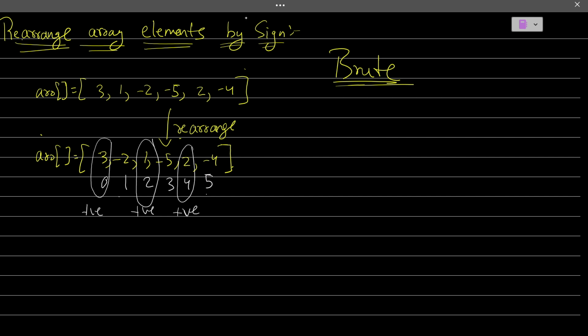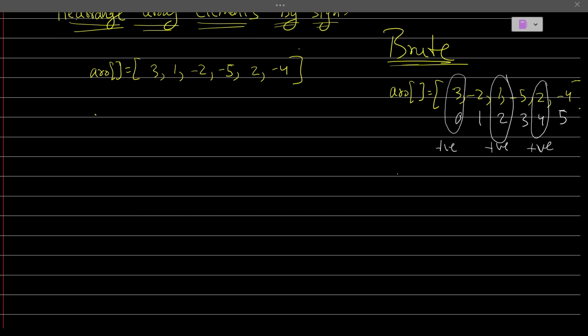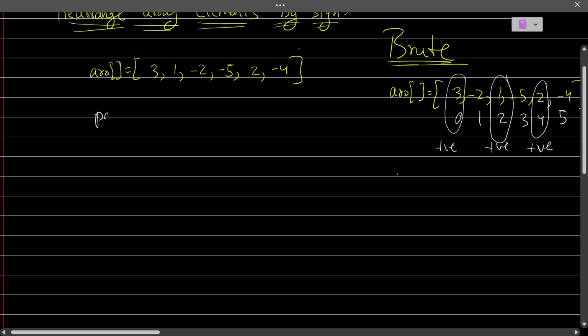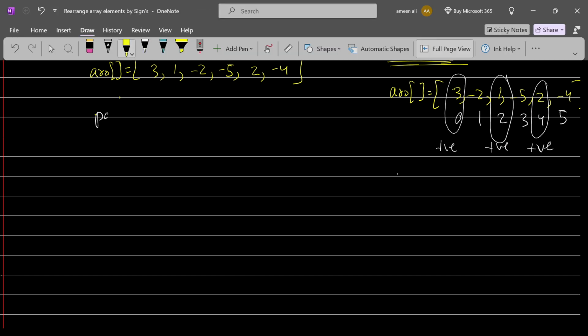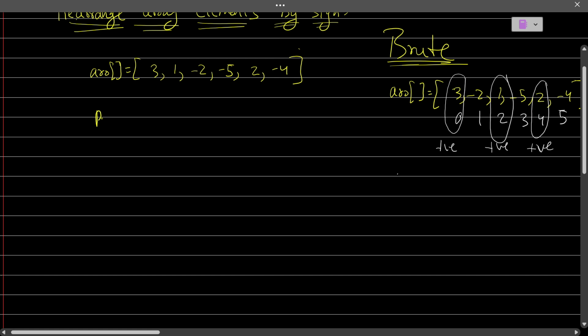So can I start the brute force solution? In the brute force solution, I'm going to take a positive array, in which I'm going to store all of the positive elements, and a negative array, in which I'm going to store all the negative elements. I start the iteration from the first element. 3 is a positive element, so I put it into the positive array. Then I move. 1 is a positive element, so I put it into the positive array.